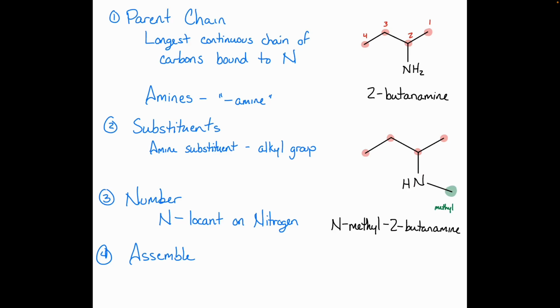All right, so we number our parent chain to indicate which carbon it's on, but if it's not on a carbon but on that nitrogen, we use that N as if it was a locant, right, to indicate the location of that methyl group. Okay, cool. So then let's do a few examples here.